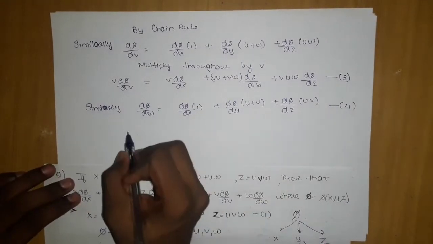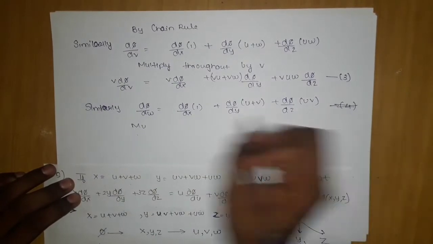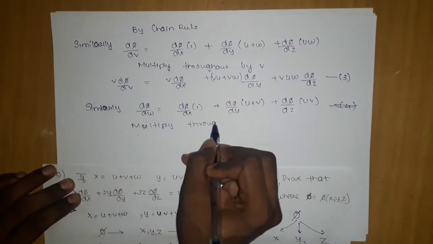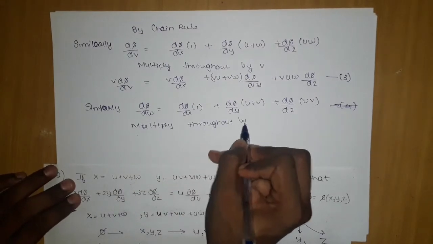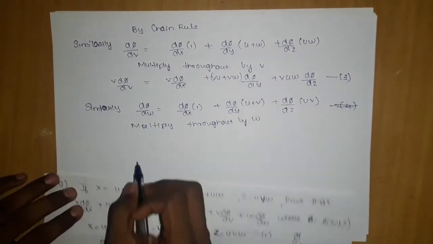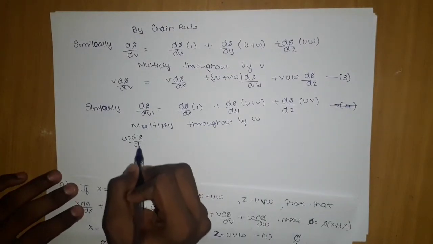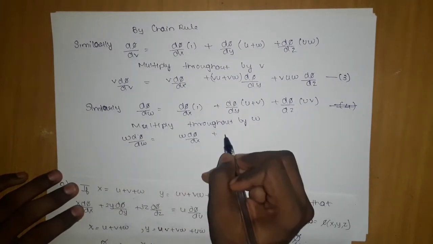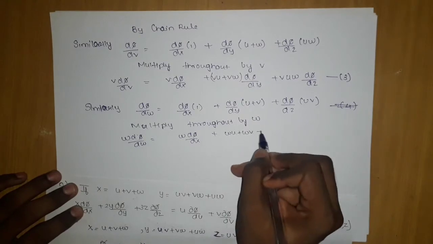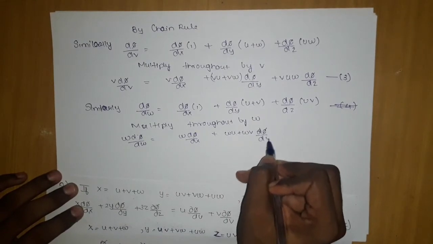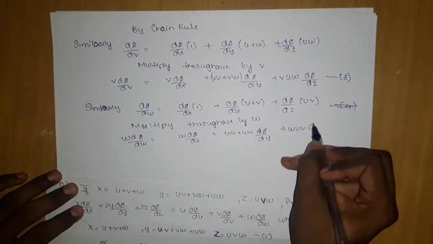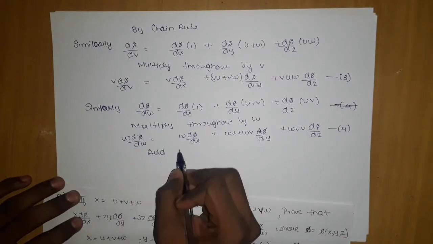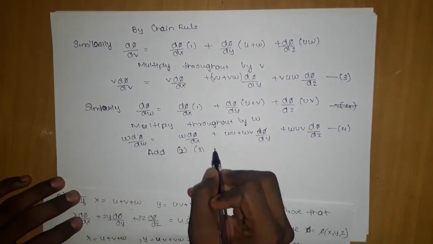Now multiply throughout by what? By w. So what you are going to get? w ∂φ/∂w. You are going to get w ∂φ/∂x plus (wu plus wv) ∂φ/∂y plus wuv ∂φ/∂z. Call it 4. Now add 1, 2, 3 and 4.